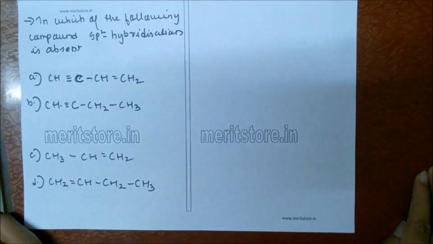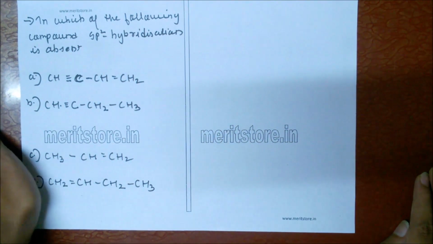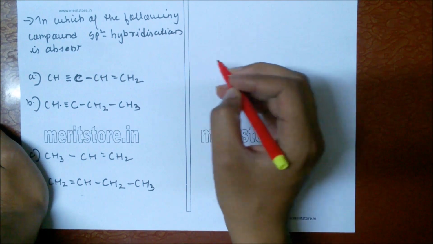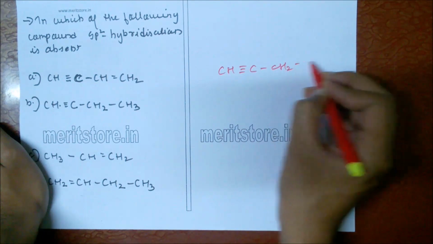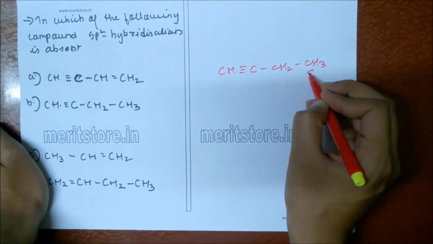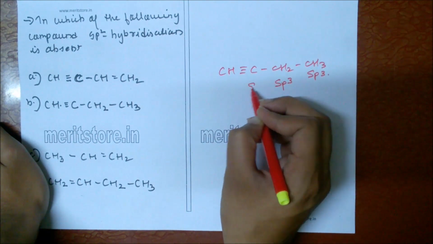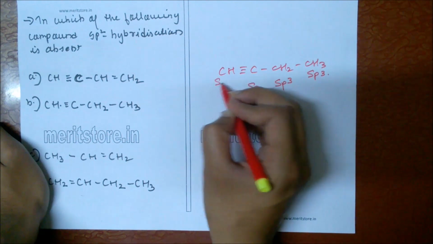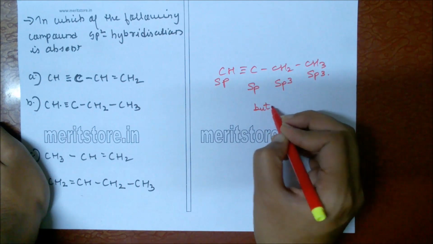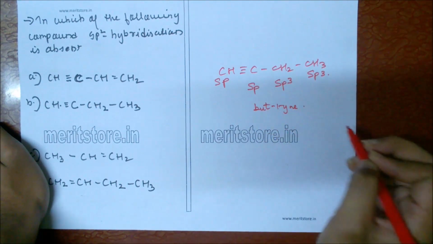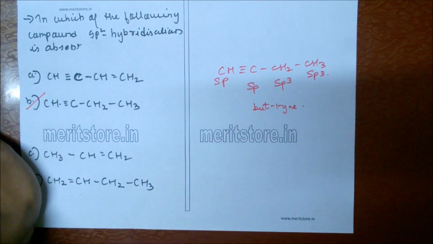Basic organic chemistry. In which of the following compounds is sp2 hybridization absent? So the compound B, in which CH triple bond C, CH2 and CH3: the carbon CH3 is sp3 hybridized, CH2 is sp3 hybridized, the C triple bond carbon is sp hybridized, and the last one is also sp hybridized in but-1-yne. So this compound is but-1-yne. There is no carbon with sp2 hybridization. So option B is the correct answer.